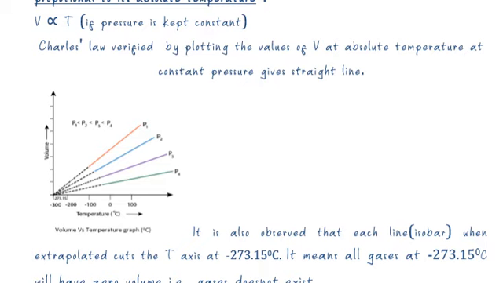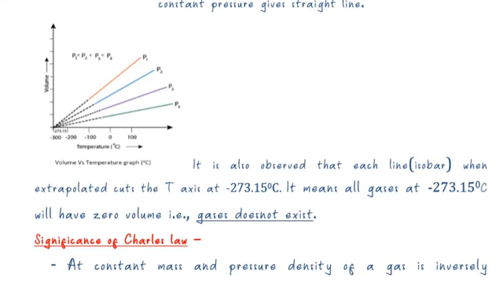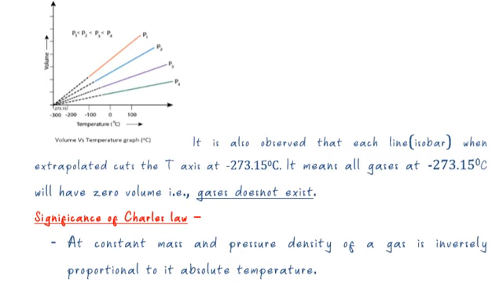It is also observed that each line or isobar, when extrapolated, cuts the temperature axis at minus 273.15 degrees Celsius. It means all gases at minus 273.15 degrees Celsius will have zero volume. That is, gas does not exist. Remember this word. And can you tell me what is the significance? So I am telling you the significance.